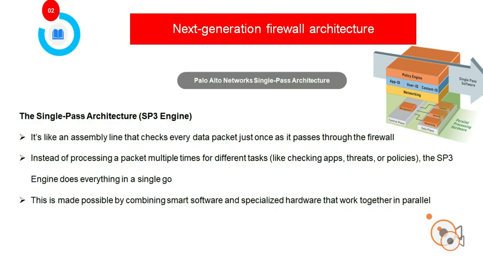And as you see in the picture, we also have parallel processing. Parallel processing is when the firewall hardware and software work together like a well-coordinated team. Instead of doing one task at a time, they handle multiple tasks in parallel, which makes the process super fast. And as you can imagine, the advantage is speed. Because the packet is only processed once, the firewall works faster, even when handling a lot of traffic.